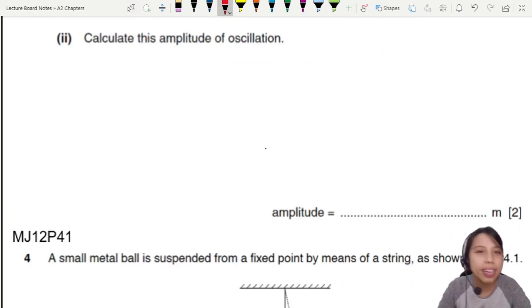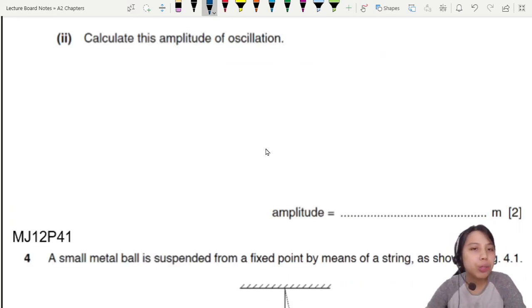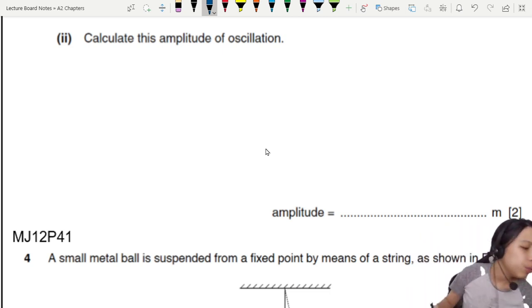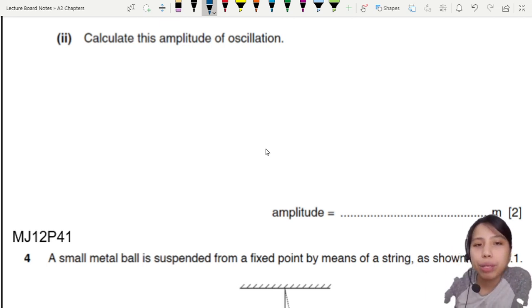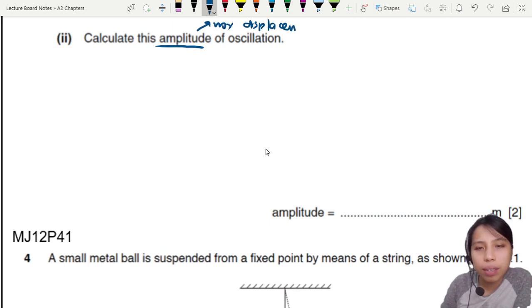Okay, so amplitude of this oscillation. How do we find the amplitude? They didn't give us a graph. They didn't give us many values actually. So where is the amplitude? Amplitude, we say maximum displacement. We don't have much info to find out A.